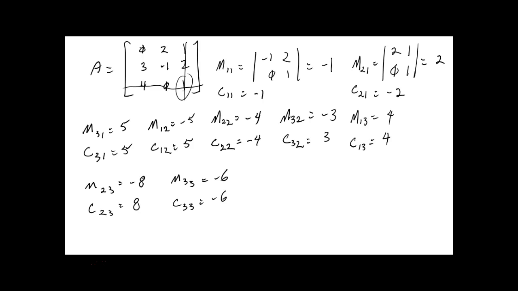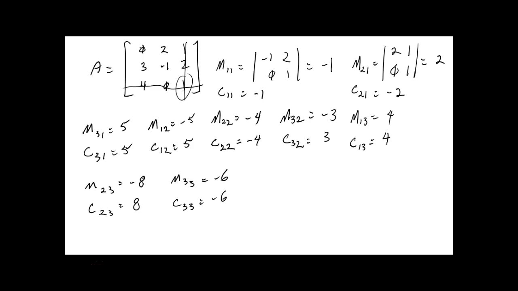M11 was minus 1, as was C11. M21 was 2, oh yeah, we went that way. M21 was 2, and the C21 was minus 2. M31 was 5, and the cofactor was also 5. M12 was minus 5, cofactor was positive 5.